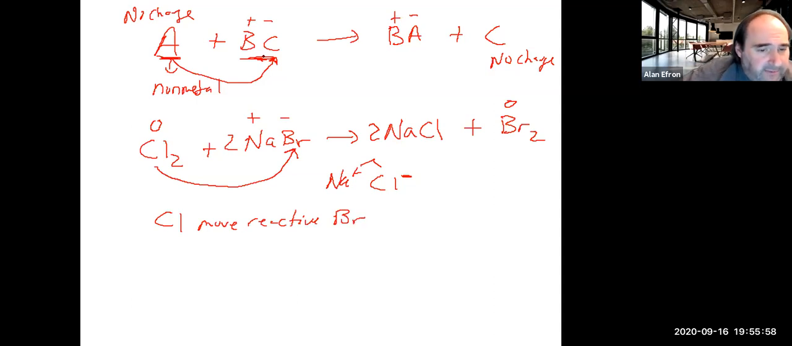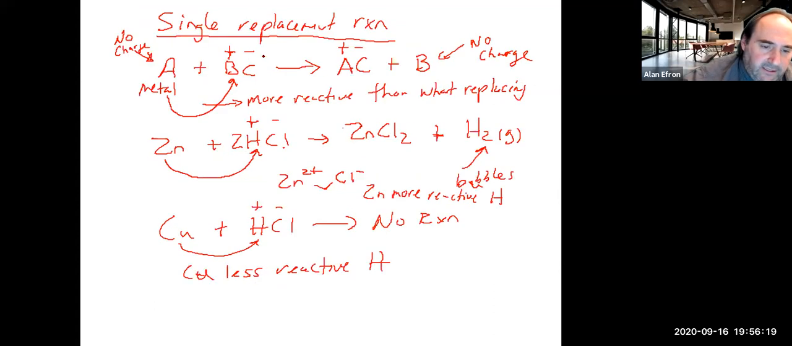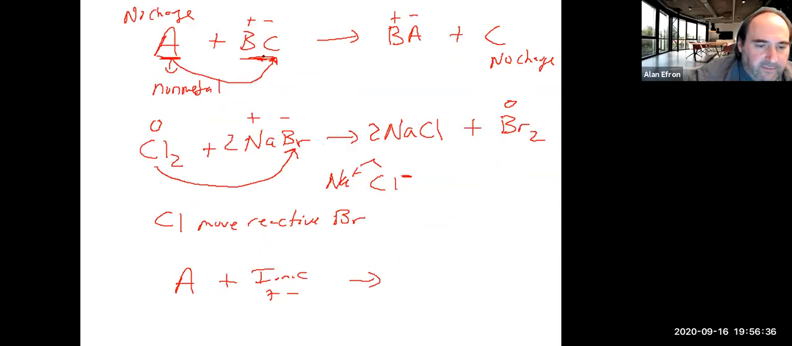So a single replacement reaction, the way you recognize it is you have some element by itself, no charge, and you have a positive negative guy. And that's the way you could recognize a single replacement reaction happening. Again, element by itself, no charge, positive negative guy, just like on the previous page. That is the way you could definitely recognize it being a single replacement reaction. Any questions on single replacement reactions?